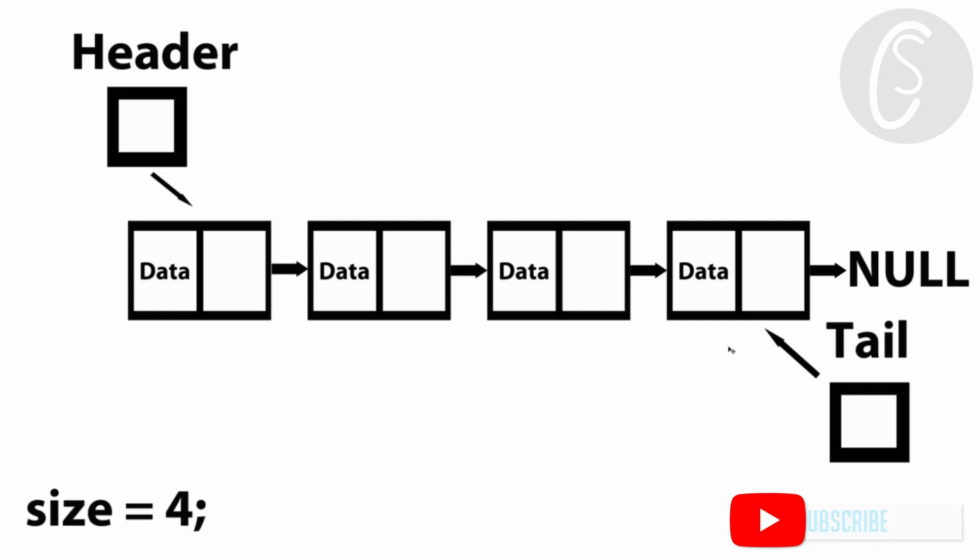One is, what if the list is empty? And in that case, we're not going to do anything. The second case is, what if the list only has 1 node? And the third case is, what happens if it has more than 1 node?